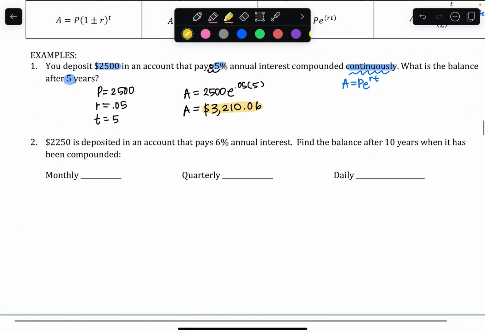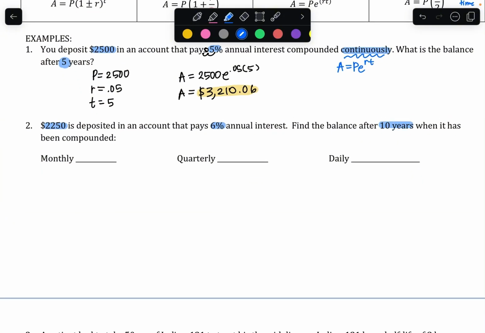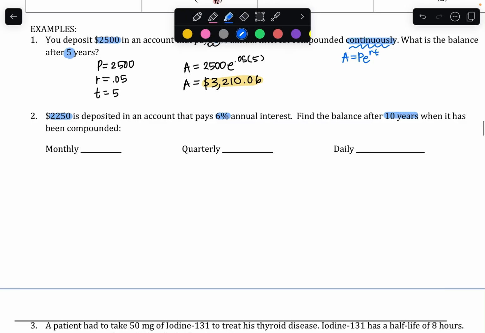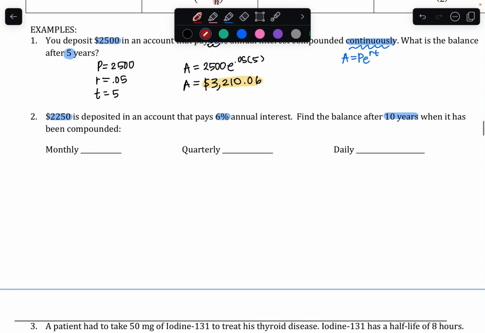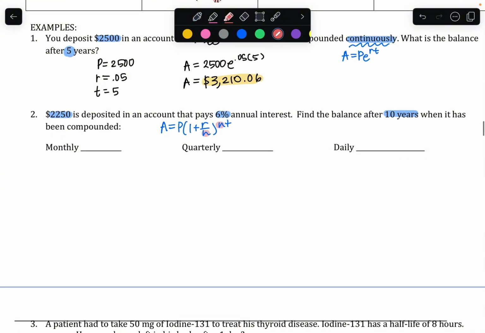Okay, this next example, $2,250 is deposited in an account that pays 6% annual interest. Find the balance after 10 years when it has been compounded monthly, quarterly, and daily. These aren't continuous, so we want the formula that has n involved. So that's A equals P times 1 plus r over n to the nt. Remembering that the n shows up in two places.